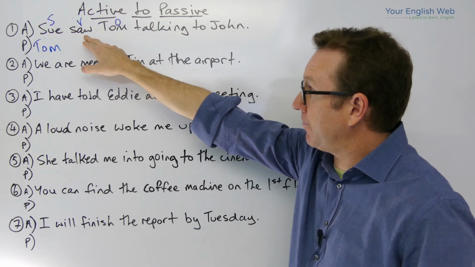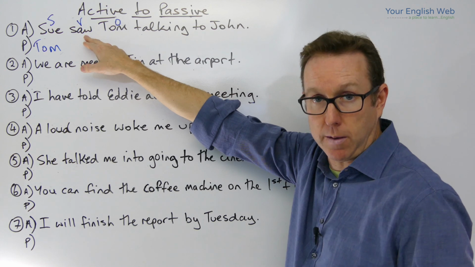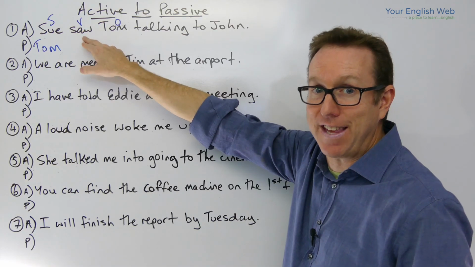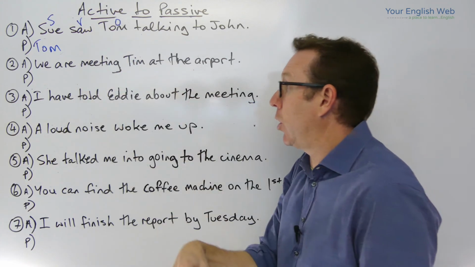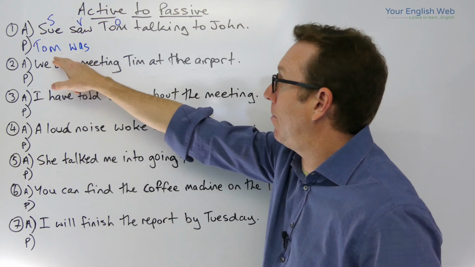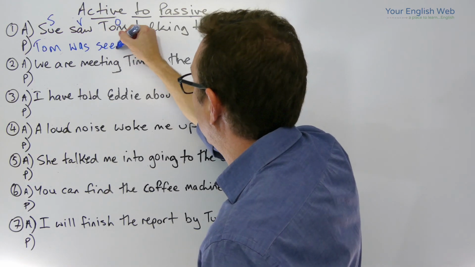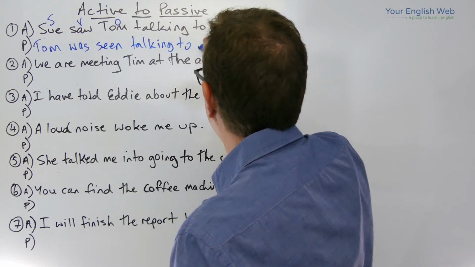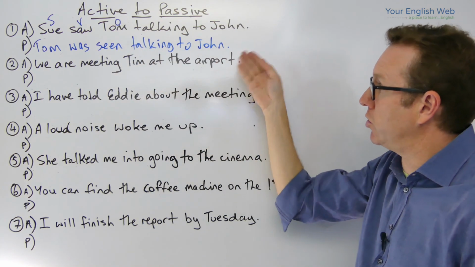This verb here needs to be turned into a past participle, okay? And we need to use the verb to be in this tense. This tense here is a past simple, so we need to use a past simple of the verb to be. Tom was, saw, seen. Tom was seen. And then the rest stays the same. Tom was seen talking to John.